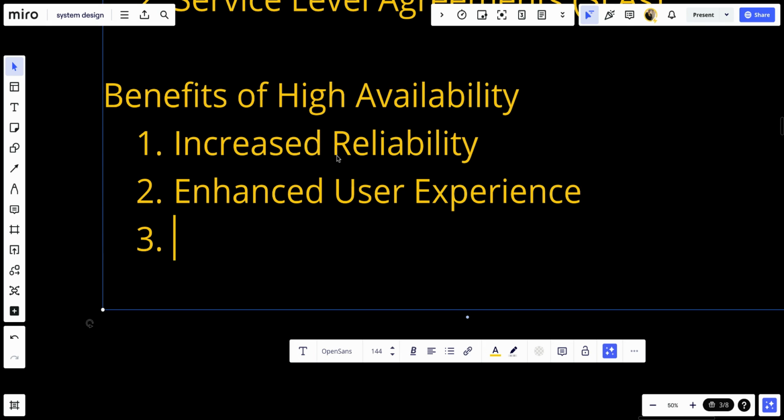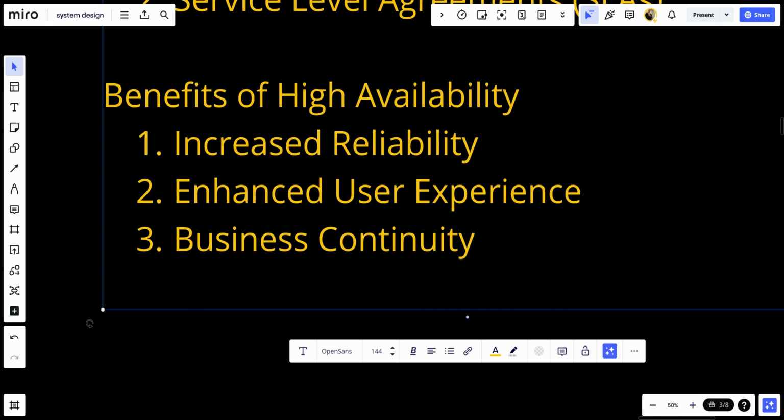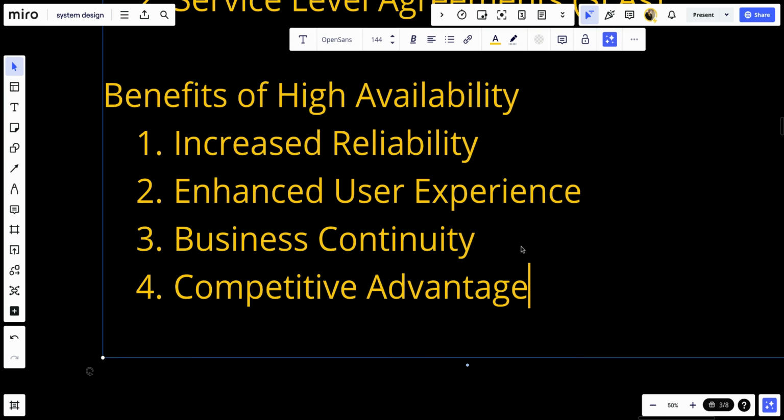Number three, business continuity. So it supports continuous business operations, avoiding costly disruptions and potential revenue loss. Number four, competitive advantage. So organizations with high availability systems can offer more dependable services, attracting and retaining customers.